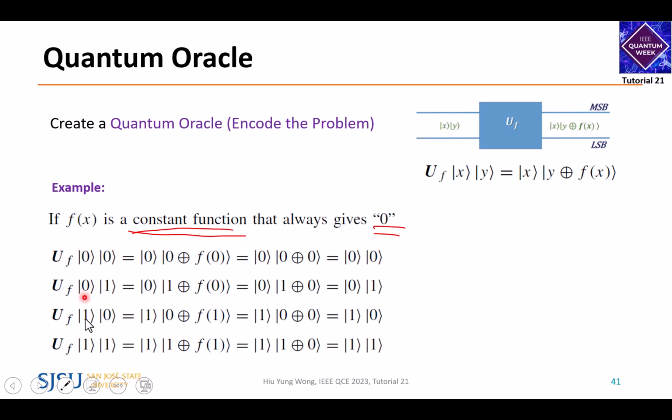So it doesn't change anything. If the basis state is 0, 1, then this is 0, 1 exclusive or f of 0, because y is 1, right? And then again, I need to exclusive or f of x. x is 0, so f of x is f of 0. Again, f of 0, because I know it's constant, is 0. 1 exclusive or 0 is 1, so unchanged again. So if I do the same thing for the rest, you find that the oracle that corresponds to a constant function that always gives 0 is actually just an identity matrix in this case.